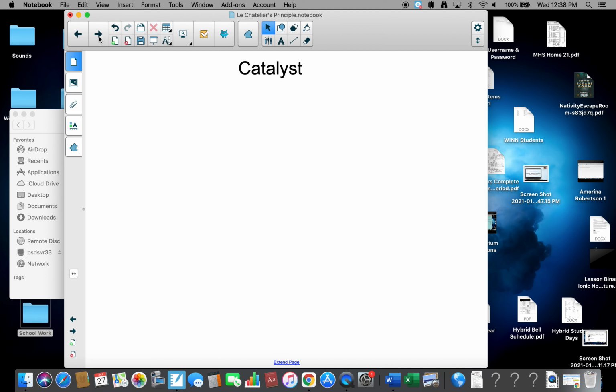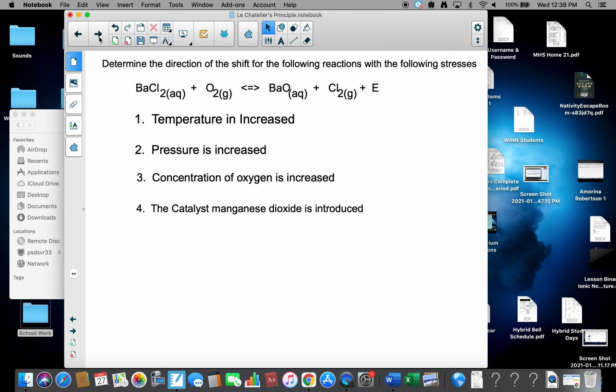The last is the catalyst. Remember, a catalyst increases the rate of reaction without being involved, always no shift. It doesn't actually make the reaction shift, it just gets it there faster. So let's take a look at the following.